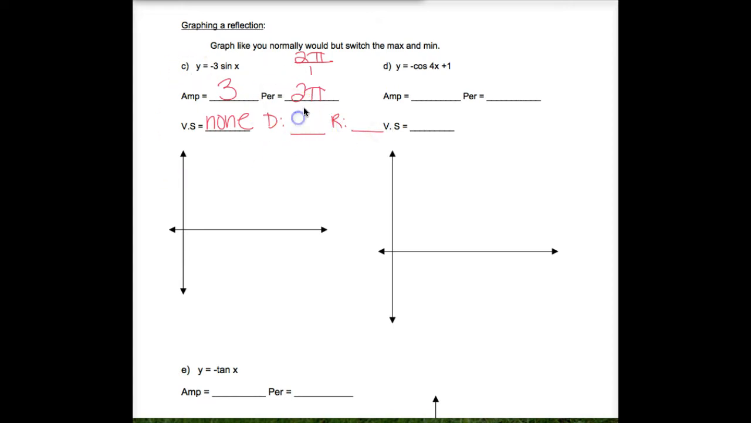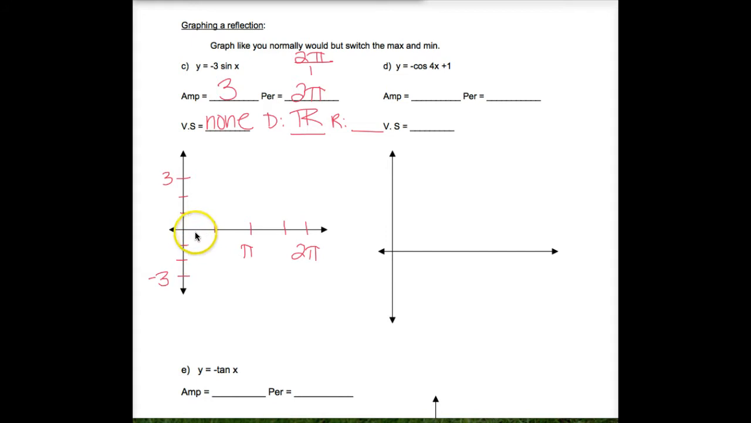So since it's a sine, I know my domain is going to be all reals. The range, again, I'll have to wait on. So this one has no vertical shift, which means my midline is the x-axis still. So I'm going to start at the x-axis. My amplitude is 3, so that means I need to be able to get up and down 3 units. My period is 2 pi, so my last tick mark should be that. Here's my halfway and my quarters.